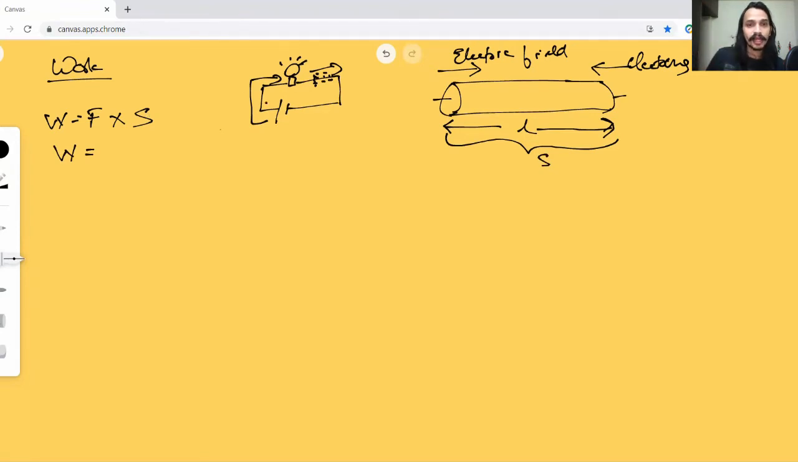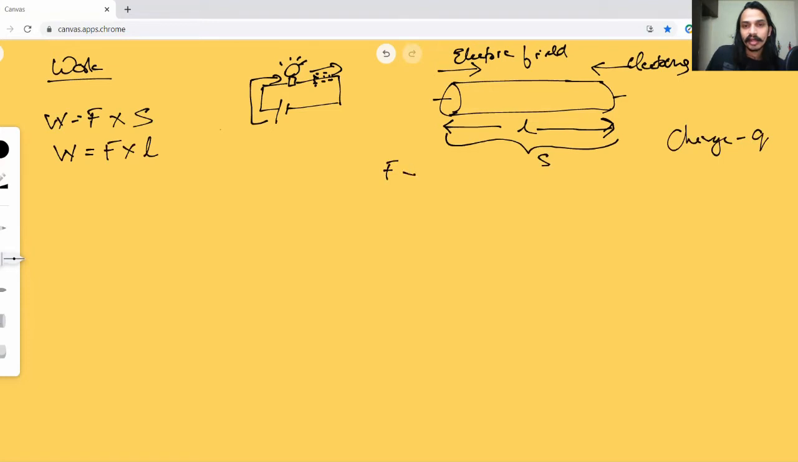If it's charges moving, it means the force is being exerted on the charges. We know that charge generally means q for us, so I'm just going to put that down over here. We're looking at the work being done on q amount of charge in a conductor whose size is L. Now I can write work equals F into L, which is nothing but the length of this conductor. Now let's look at what exactly this force is.